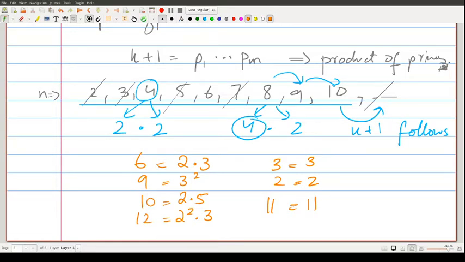Okay, so is that clear? If that is clear, then we can just move on to the pigeonhole principle.